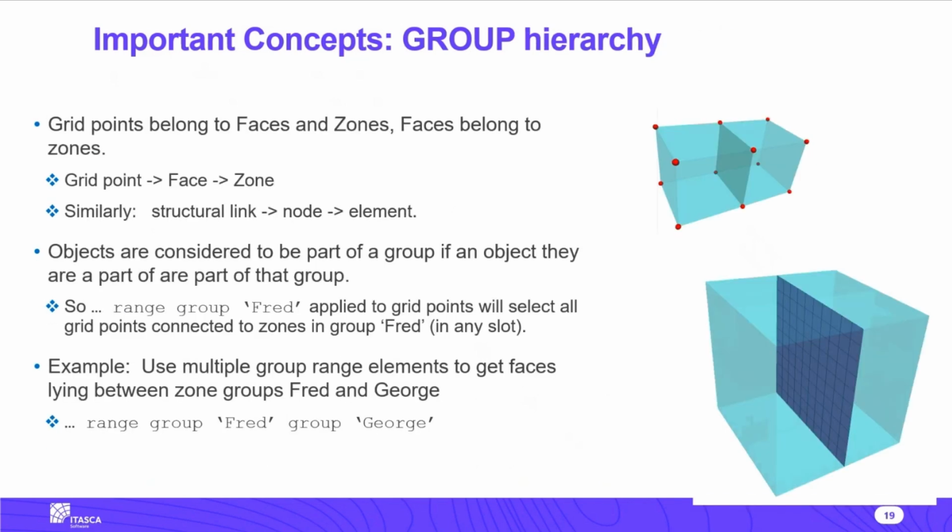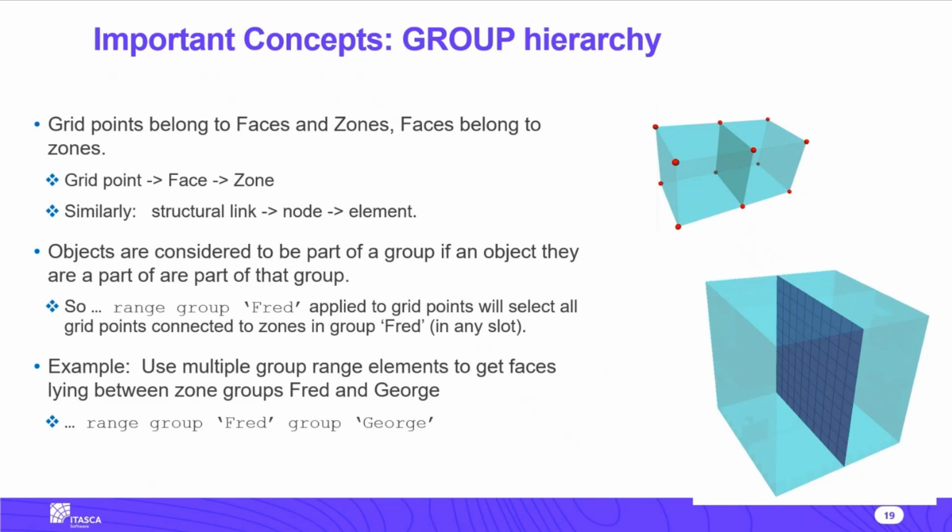One last thing to say about groups before we get to the model pane. There's a hierarchy of groups. So in the previous examples, I've been assigning group names to zones, and then I can do stuff to them. So for example, zone initialize stress something, range group sandstone. Sometimes I want to act on things that are not zones. So maybe I want to act on the faces, like apply a stress to the face. So I would say something like zone face apply stress something range group something.